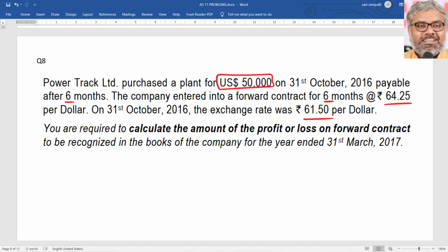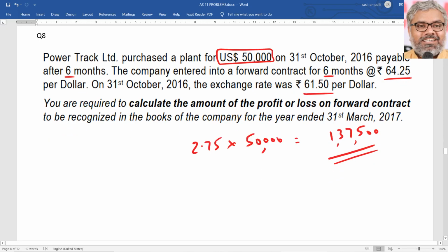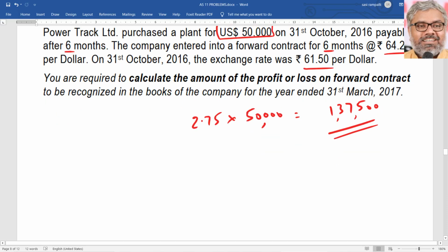64.25 minus 61.5 per dollar, 2.75 rupees per dollar, multiplied with how many dollars? $50,000. That means how much is the premium or loss here, which the company has fixed. This much definitely it has made itself ready to incur as loss. But the point is how to recognize that loss. You are required to calculate the amount of profit or loss on forward contract, that we already did, 137,500, and how much loss should be recognized in the books of accounts for the year ended 31st March 2017.